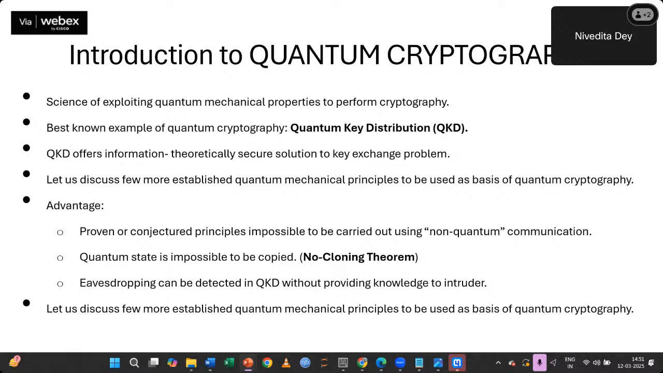The third point is that eavesdropping can be detected in QKD without providing knowledge to the intruder. What is the meaning of the third point? It is very important. Eavesdropping can be detected in QKD, but the intruder gains no information. As an intruder, I can see all the quantum packets being sent, but I cannot do anything, because whatever I do will show that it is being intercepted somewhere in between.